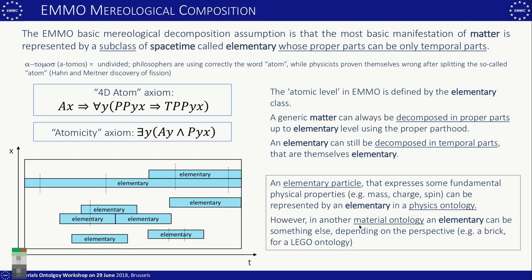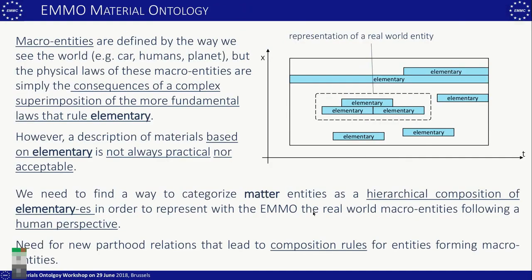But if you are a child and you use Lego, for example, to have fun for yourself, then if you build an ontology for Lego, the brick is the elementary object in your Lego ontology. So this approach is not peculiar to material science, but can be used also to build other ontologies with other types of purpose.